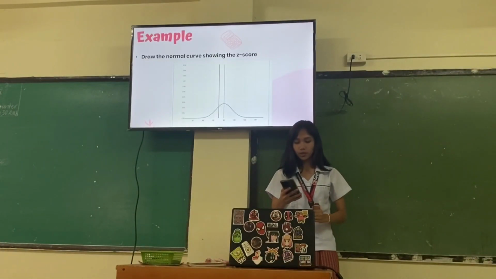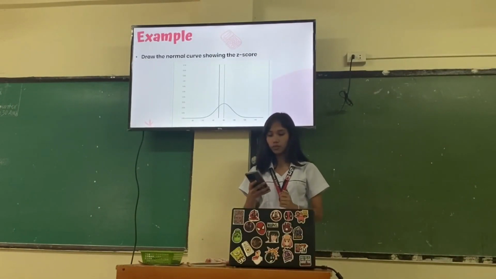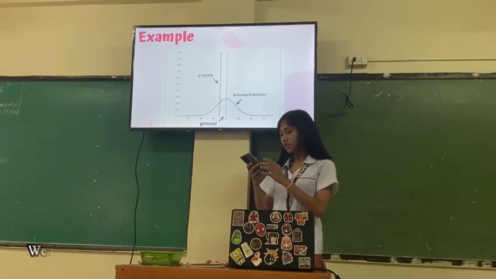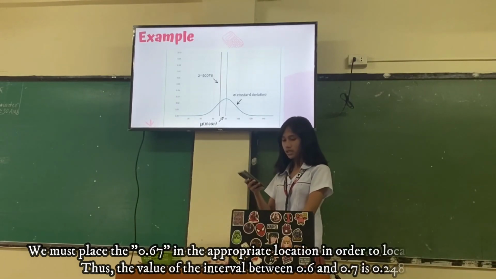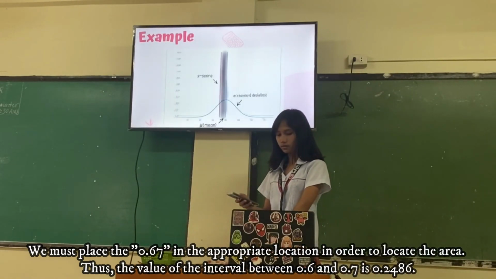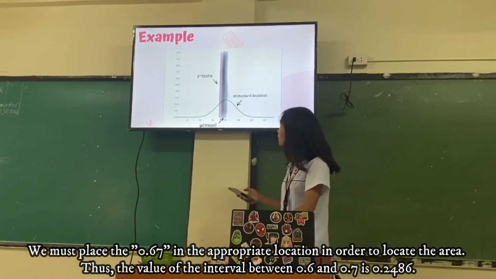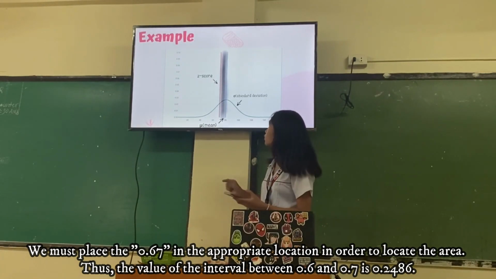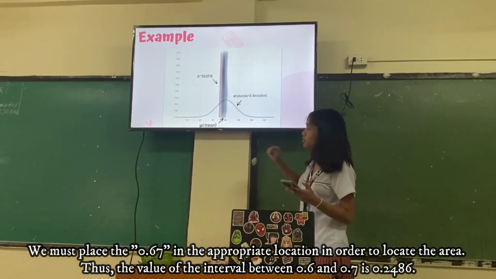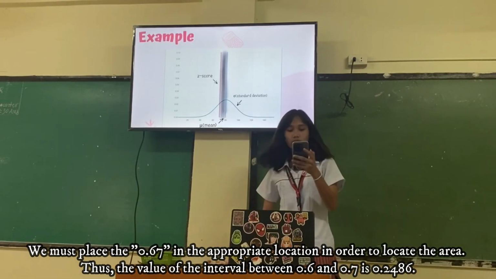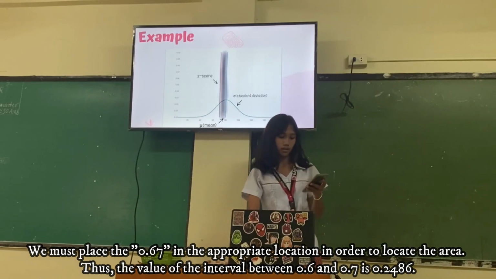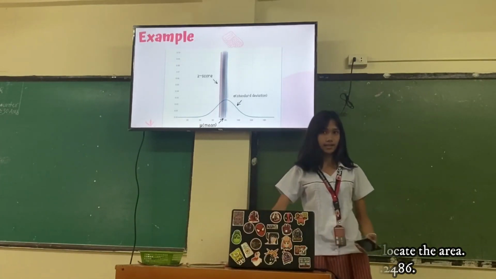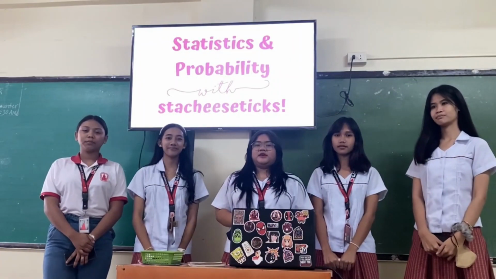In order to show the area, we have to draw a graph. Once you draw a graph, you have to put the line in the designated place, which is negative 0.67. And after that, you have to shade the part where the two lines meet so that you can show the area. So here, the shaded part is the area. The area of 0.6 and 0.7 is 0.2486. I hope you learned a lot in this video.